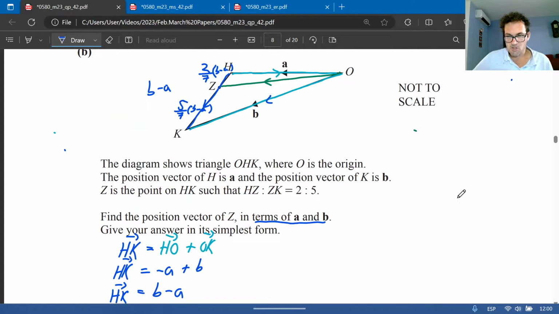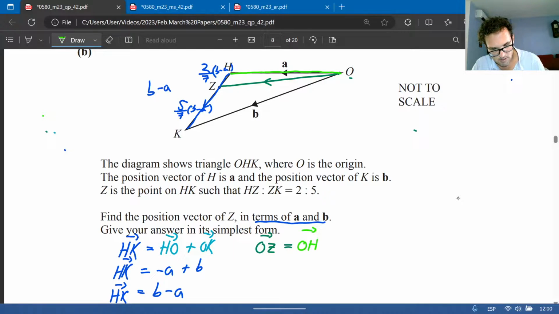Now we want to find the position vector Z. That's the green line. Let's swap to green, okay? So what we actually want to find is OZ. That is the position vector OZ. Okay. To find that, we are going to use a path that we know. Okay. Let's use a light green. So I'm going to use this path. I'm going to go along OH in that direction. And then add this path here, which is HZ.